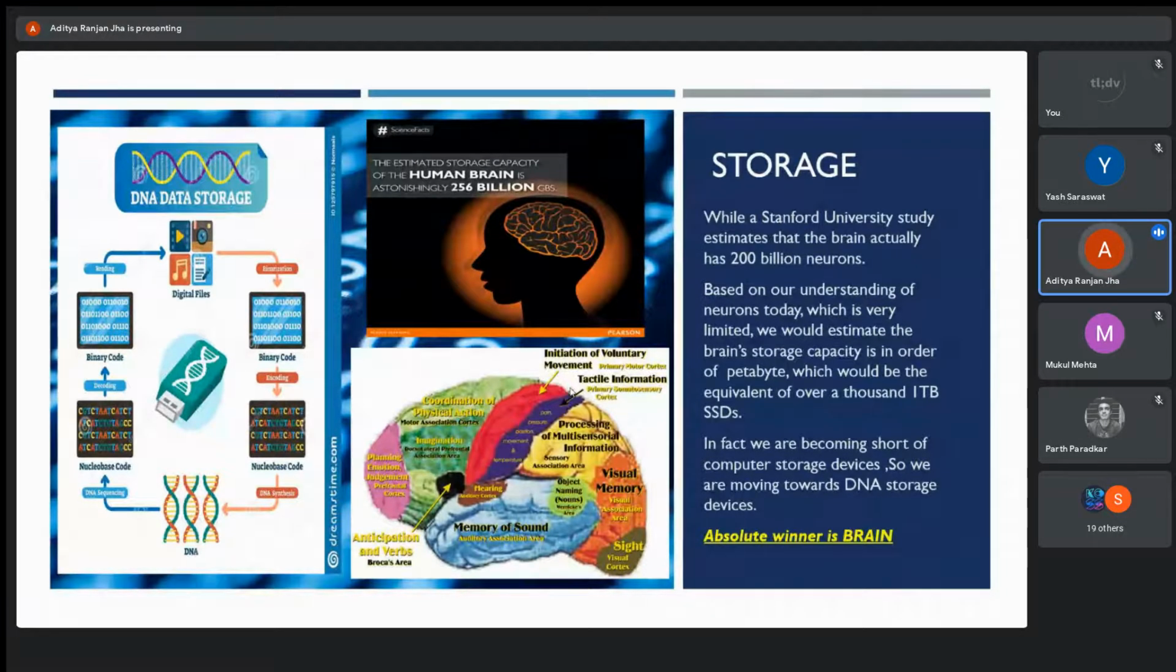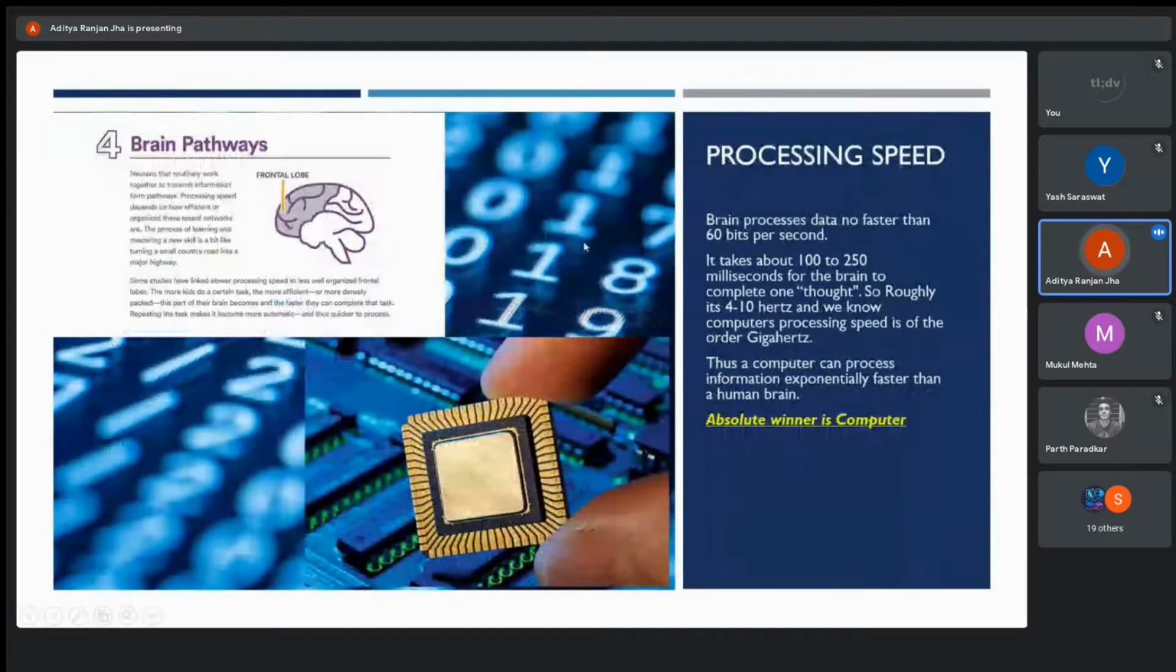Now, talking about how much information neurons can store as compared to computers, the brain can store information, and this might be surprising, in the order of petabytes, which is about a billion gigabytes, or you could say about thousands of 1 TB SSDs that your PCs may have. So there's no point in discussing further that the brain can, of course, store more data than a personal computing system that we have today. So I'll be moving to the next point, the processing speed.